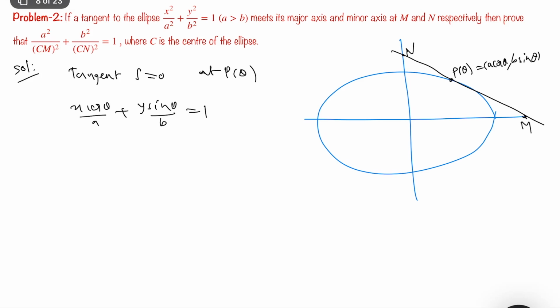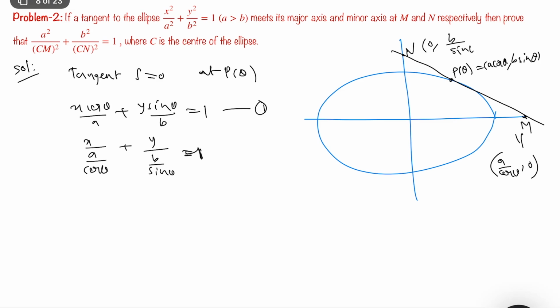So let me write this tangent equation in intercept form. I can write x by (a by cos theta) plus y by (b by sin theta) equal to 1. So in this intercept form, the M coordinates must be a by cos theta comma 0, and the N coordinates must be 0 comma b by sin theta, because here the x intercept is a by cos theta and the y intercept is b by sin theta. Okay, fine. Here C is the center, right? So CM is what? The x intercept, that is a by cos theta, which implies cos theta equal to a by CM.